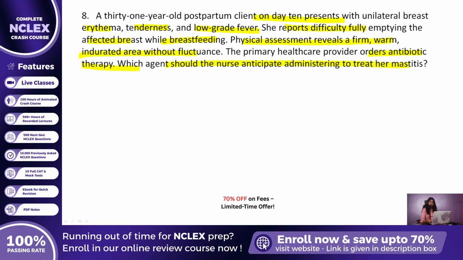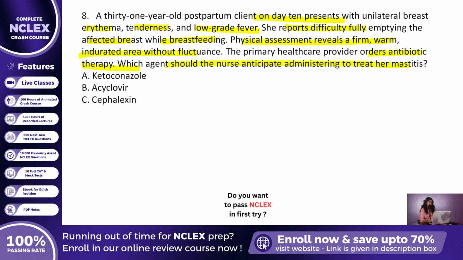Now, here are the available options. Option A, ketoconazole. Option B, acyclovir. Option C, cephalexin. Option D, metronidazole. The correct option is option C, which is cephalexin. Now let us explore why this is the most appropriate treatment and why the other options fall short.